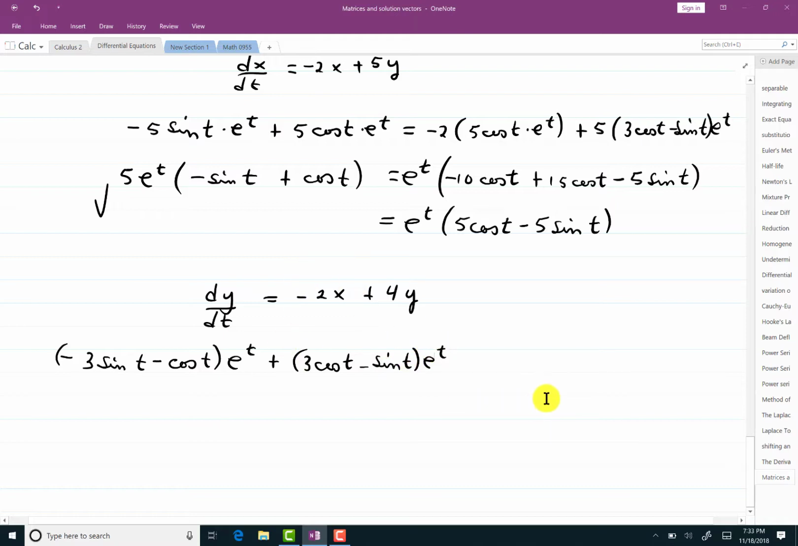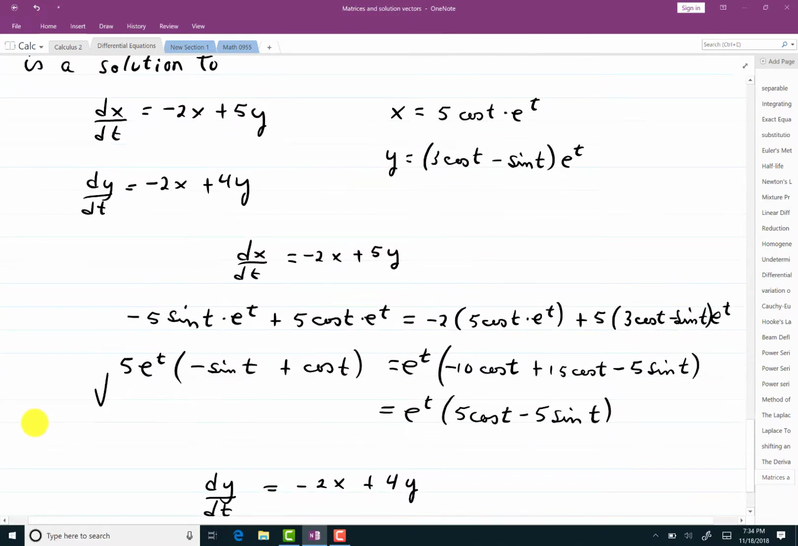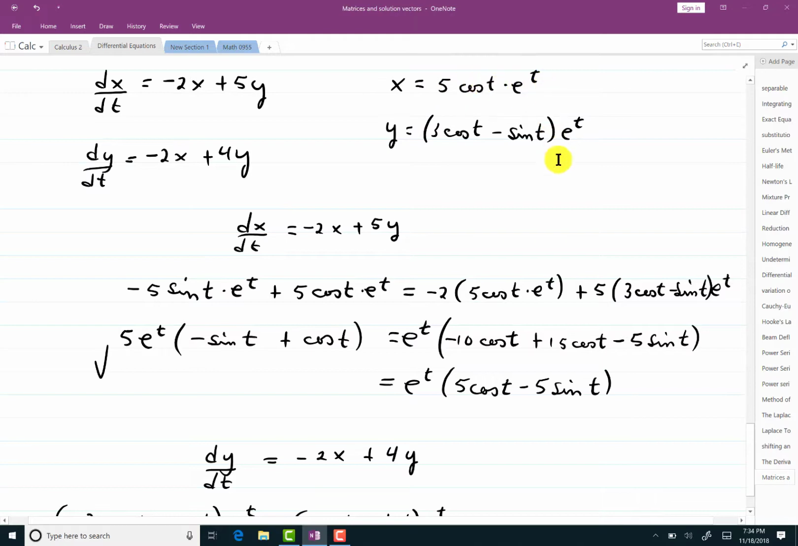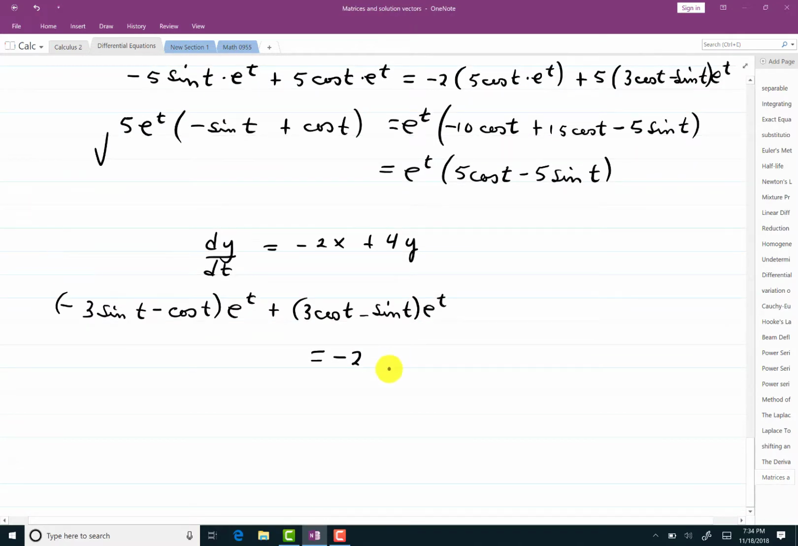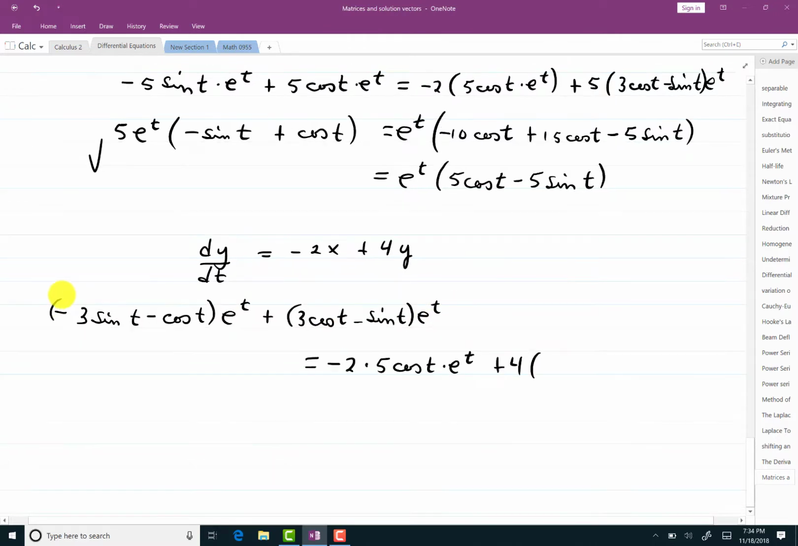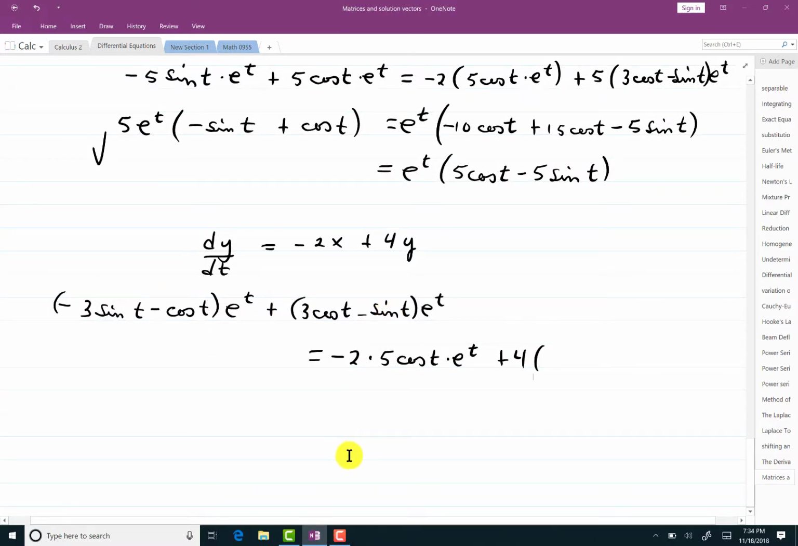On the other side, I'm supposed to have negative 2 times x. Where did x go? X was 5 cosine of t e to the t. Plus 4y. Y is, oh, there it is, 3 cosine of t minus sine of t times e to the t. And let's simplify each side.